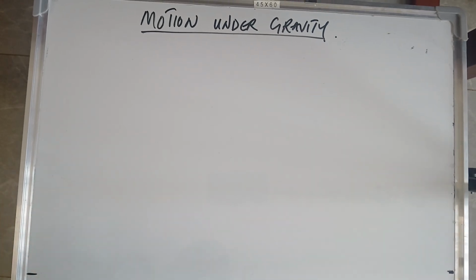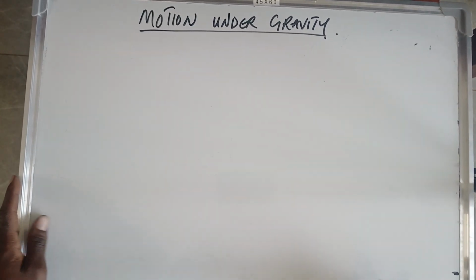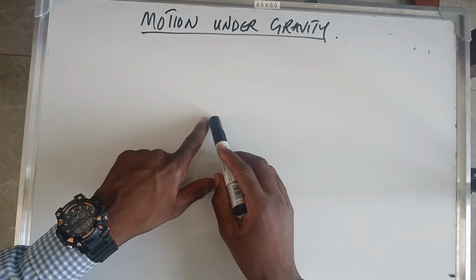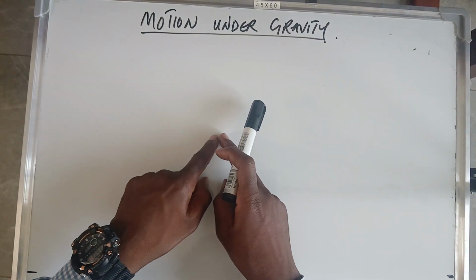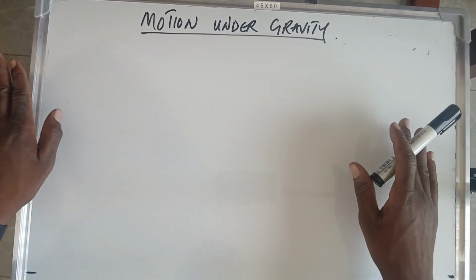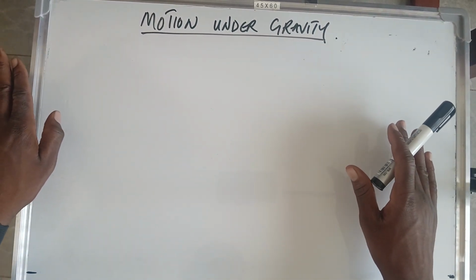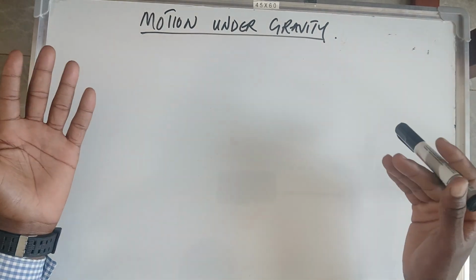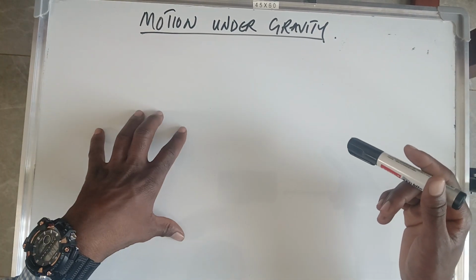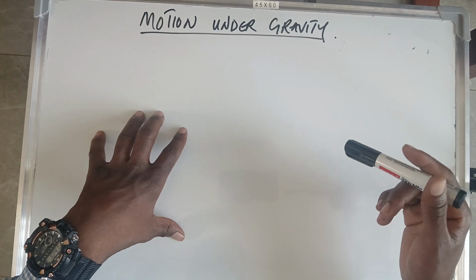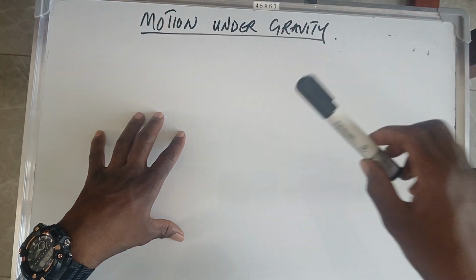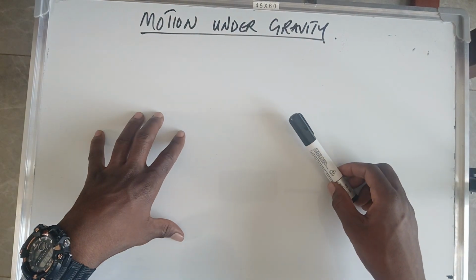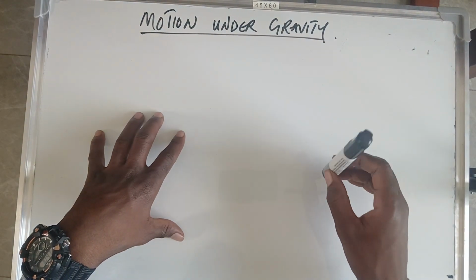Let us look at motion under gravity. At first we were talking about linear motion, which is motion on a flat surface, where we are finding acceleration. In this section, we are going to talk about objects that we throw up or that freely fall due to gravity. This is the vertical motion.